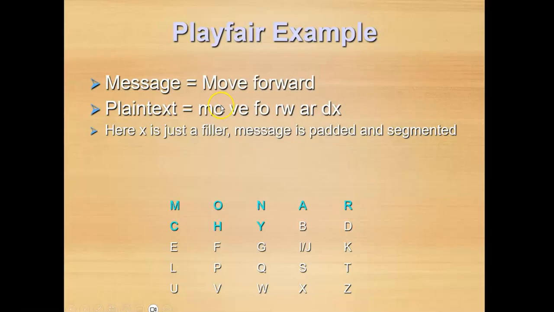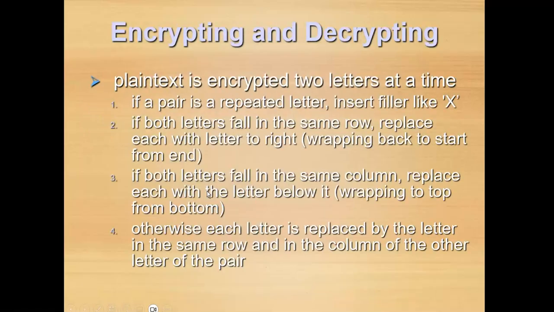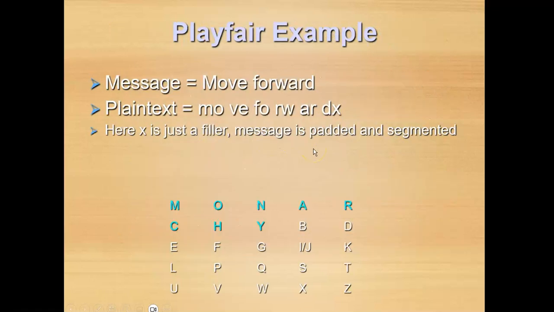What we have to do here is take the plain text. Let us first split it into pairs of letters. Now let us take the first one, MO, and see MO is available in the same row. So as per this, if both letters fall in the same row, replace each with the letter to the right. So MO is replaced as the letter next to M is O. So M is replaced as O and O is replaced as N.